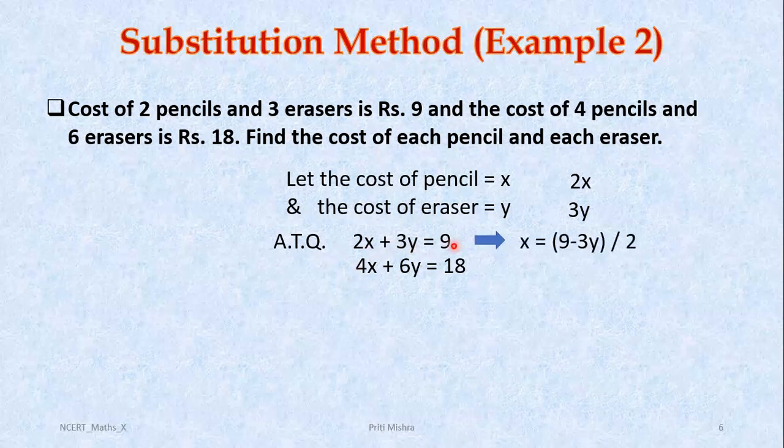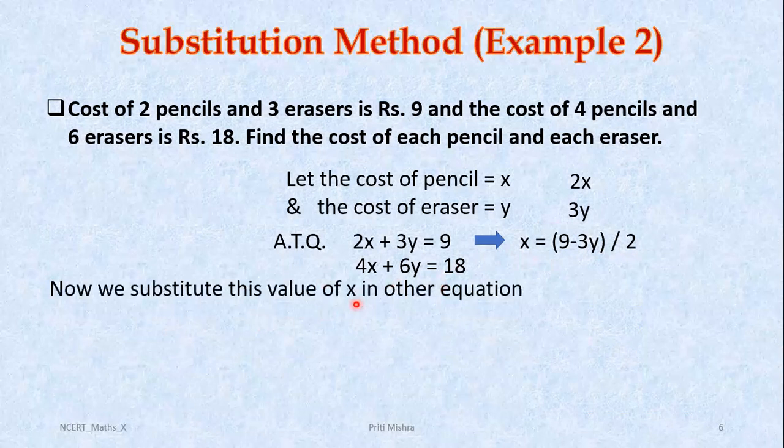So from the first equation, we are going to find the value of x in terms of y. For that, we need to transfer this 3y to the right hand side, so it will be 9 minus 3y. Then we need to divide 9 minus 3y by 2. So x is equal to (9 minus 3y) by 2. Now we will put this value of x in the second equation.